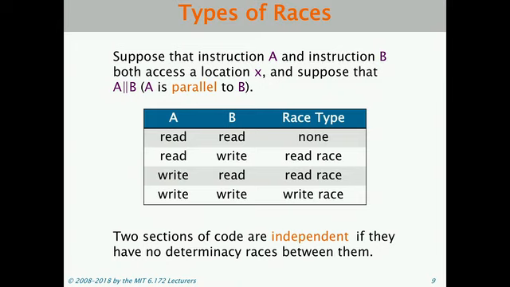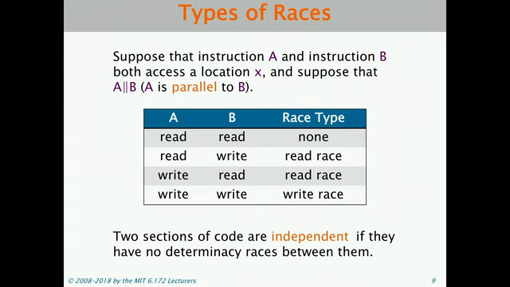Okay, so there are 2 different types of determinacy races, and they're shown in this table here. Let's suppose that instruction A and instruction B both access some location X, and suppose A is parallel to B, so both of the instructions can execute in parallel. If A and B are just reading that location, then that's fine.